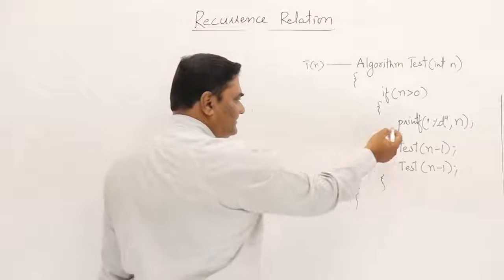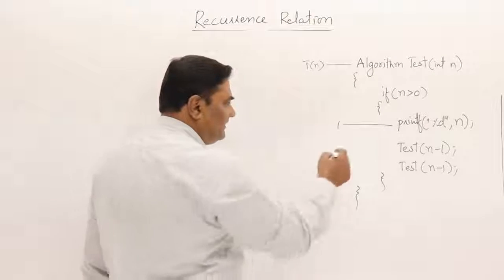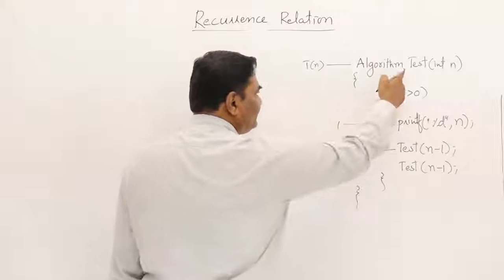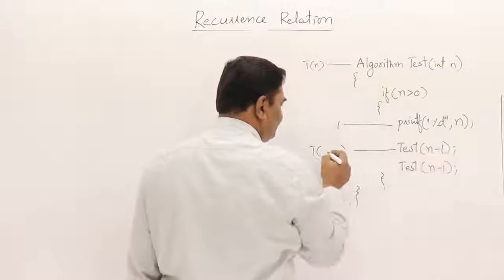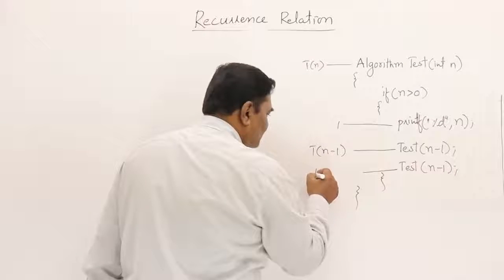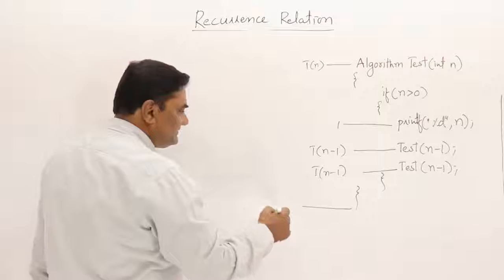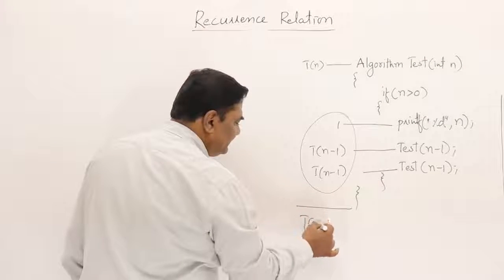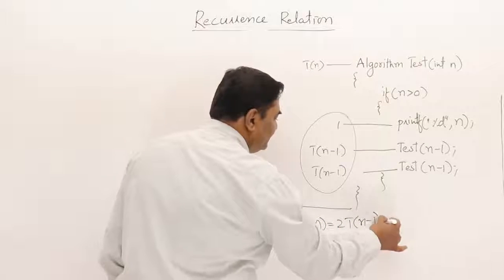then inside this, these are the three main statements. This is taking 1 unit of time. Then how much time does this take? As this test is taking n, test of n minus 1 will be T(n minus 1), and this also will be T(n minus 1). Then T(n) is equal to all these. So T(n) is equal to 2T(n minus 1) plus 1.